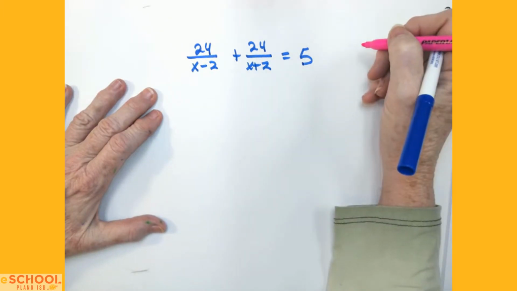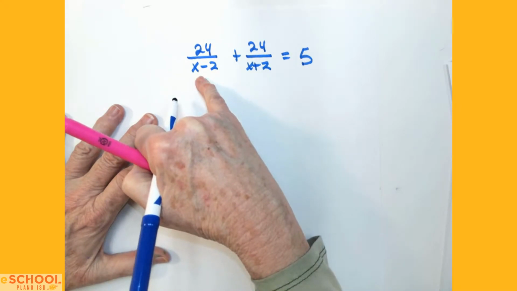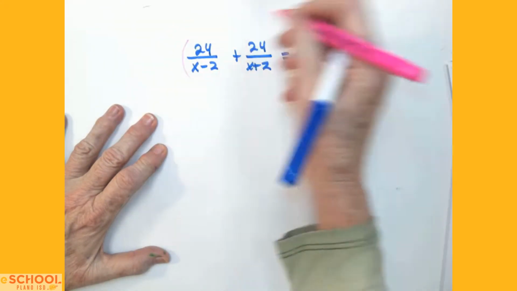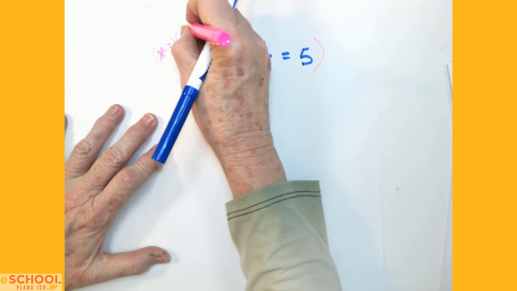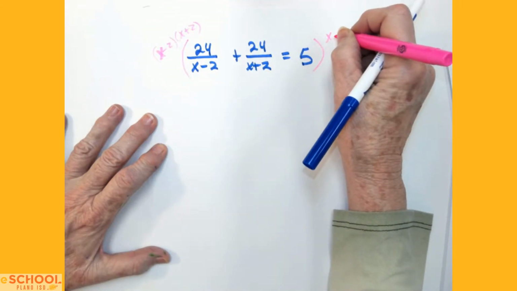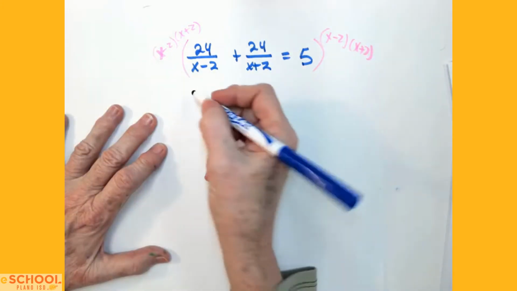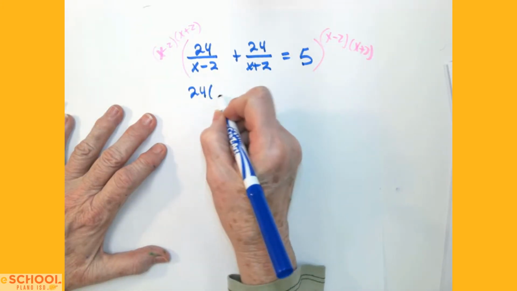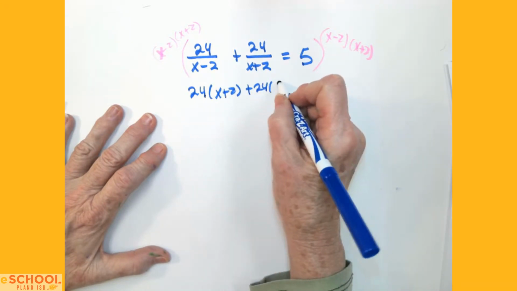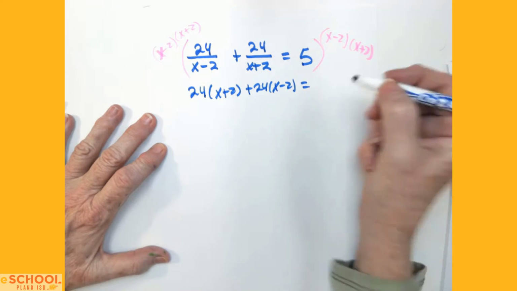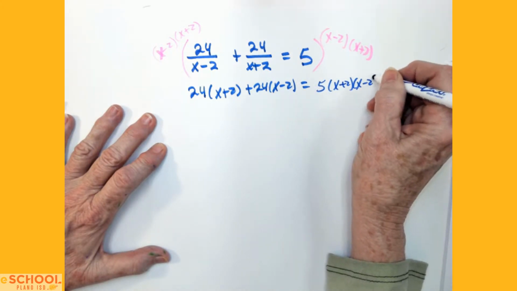Now that we have the equation written, we're going to multiply through by the common denominator. The common denominator would be x minus 2 times x plus 2. So we multiply by x minus 2, x plus 2 on both sides. When you do that, that leaves you 24 times x plus 2 plus 24 times x minus 2 equals 5 times x plus 2, x minus 2.